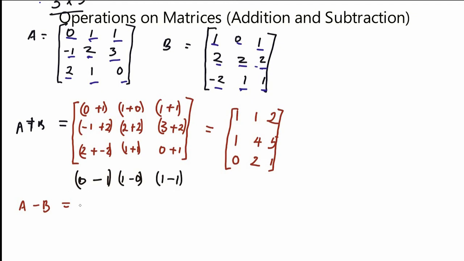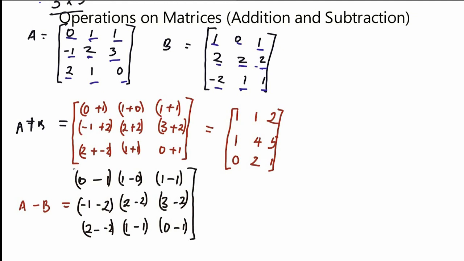On our second row, we'll have minus 1 minus 2, then we have 2 minus 2, and 3 minus 2. And our last row will have 2 minus minus 2, 1 minus 1, and lastly 0 minus 1.